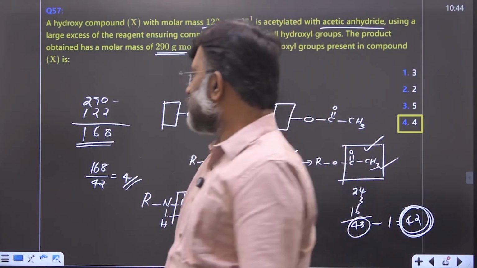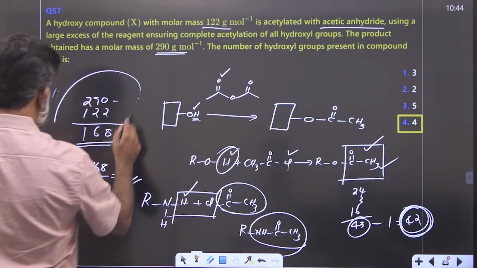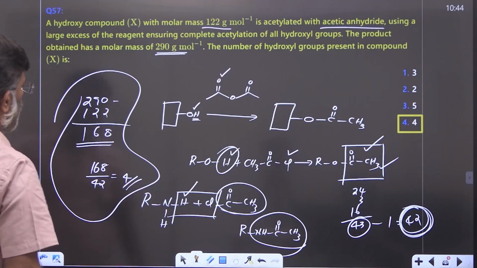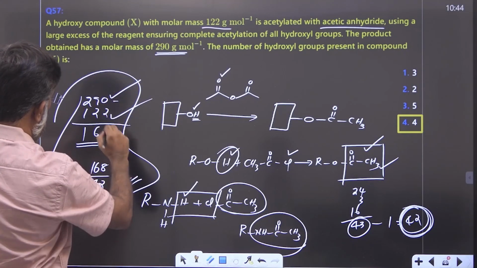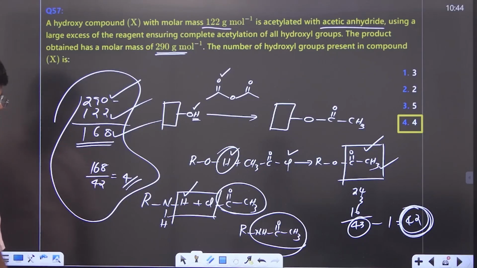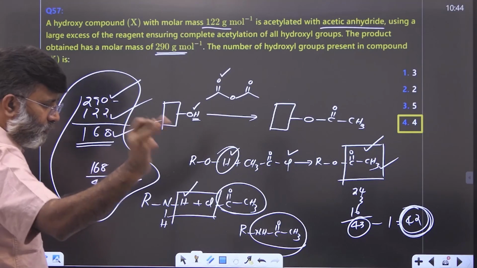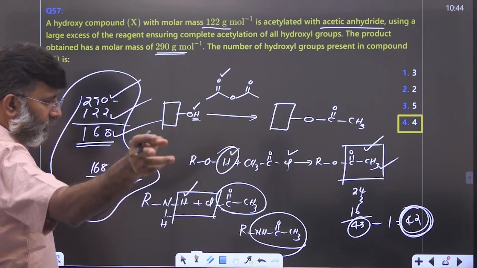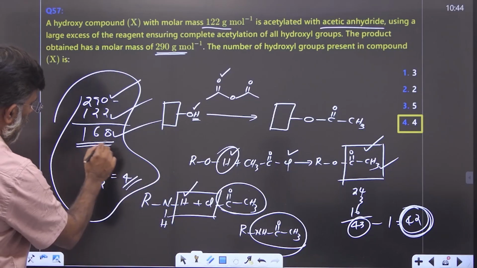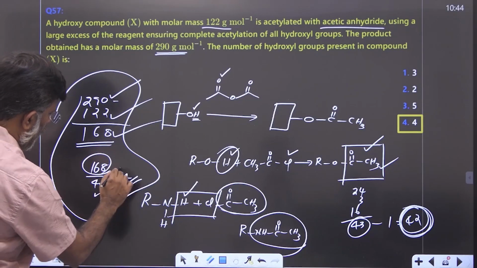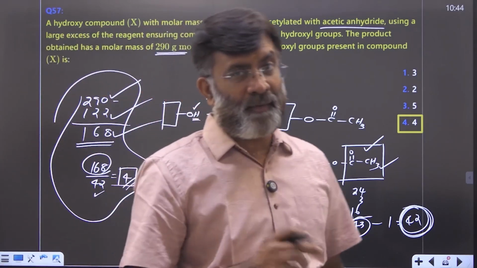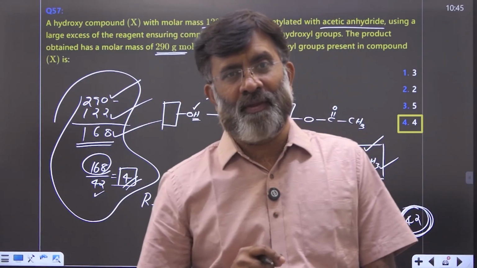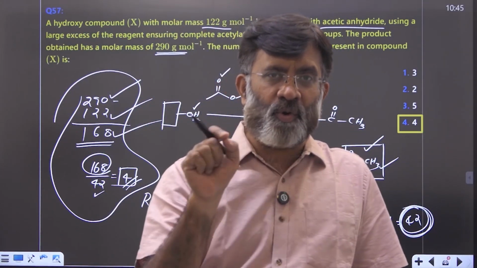Now see the logic of this calculation. This is the final molar mass, this is the initial molar mass. Take the difference, you get 168. For each group coming in, 42 is the difference. So the difference in molar mass divided by 42 will give you the number of groups. Remember, it is applicable to the number of NH2 groups also.